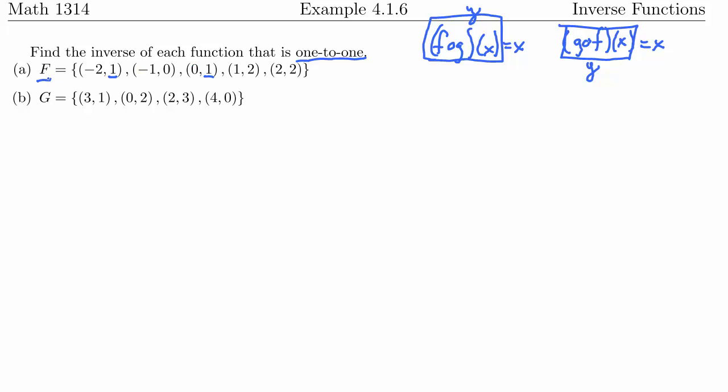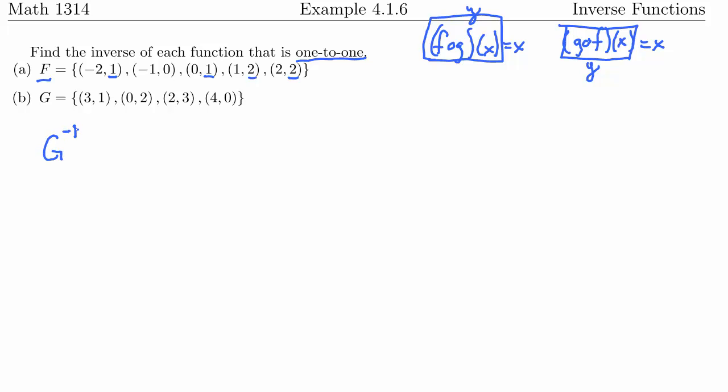Therefore, this f function is not one-to-one. By the same reasoning, these 2's make this function also not one-to-one. Therefore, f doesn't even have an inverse. Let's look at g. G, yes, it's obviously a function, but is it one-to-one? It has the y values of 1, 2, 3, and 0. Notice that none of those repeat themselves. Therefore, g has an inverse.